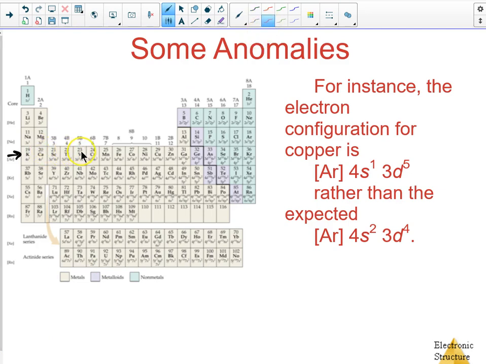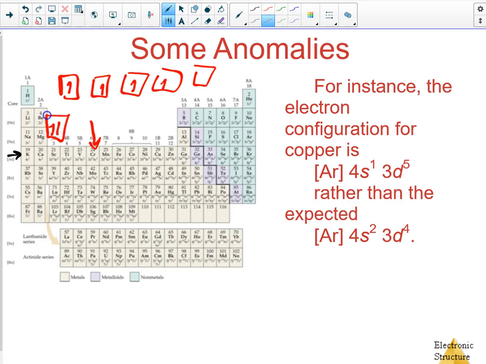When we are 1, 2, 3, 4, when we're at chromium, if I were to draw the orbital diagram, it would have 1, 2, 3, 4, and it would have 2 in the S below it. You okay with that? It'd have the 2, and then 1, 2, 3, 4. It will do the same thing as we just said copper would. It takes 1 from here to half fill all 6 of these, because a half filled or fully filled is more stable than an empty shell.